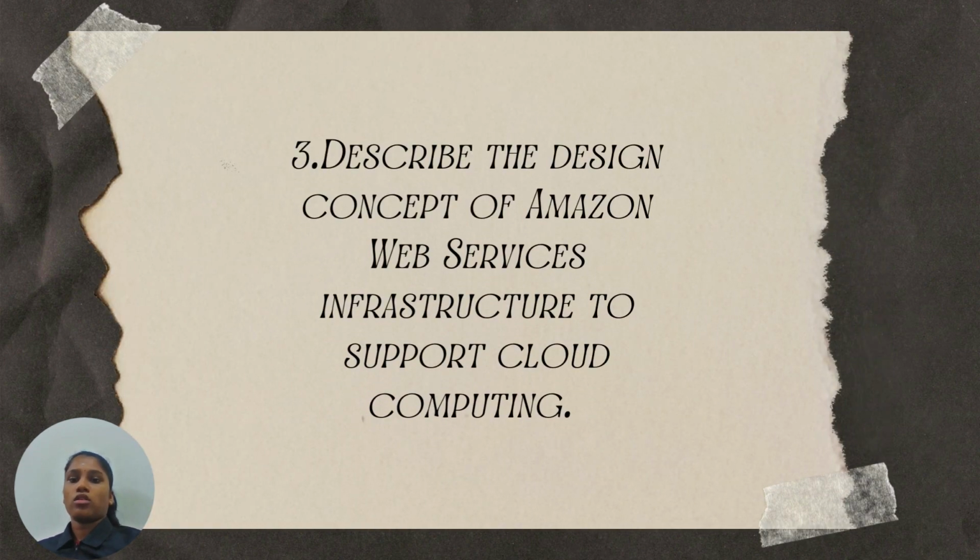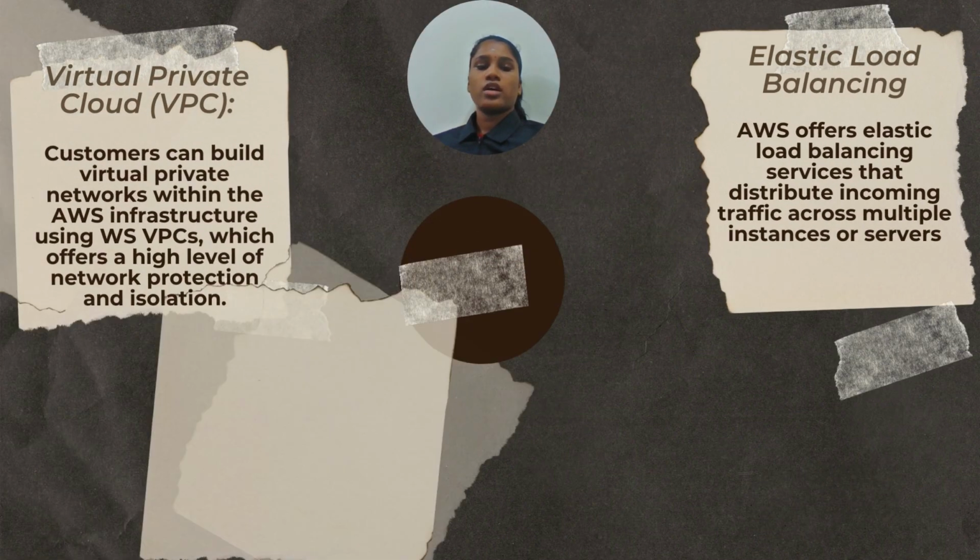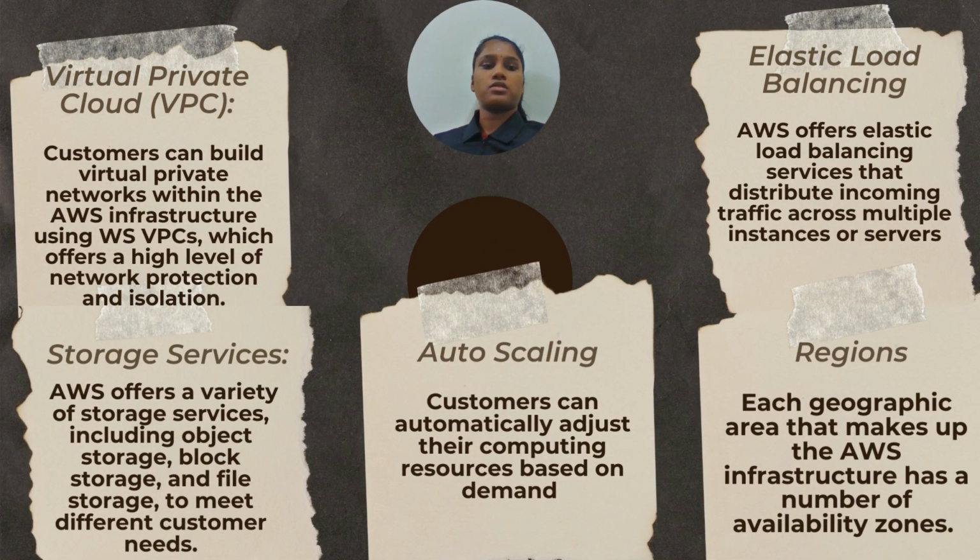Okay, now I'm going to talk about the design concepts of Amazon Web Services infrastructure to support cloud computing. There are five concepts. The first one is Virtual Private Cloud, which is identified as VPC. Customers can build virtual private networks within the AWS infrastructure using VPCs, which offer a high level of network protection and isolation.